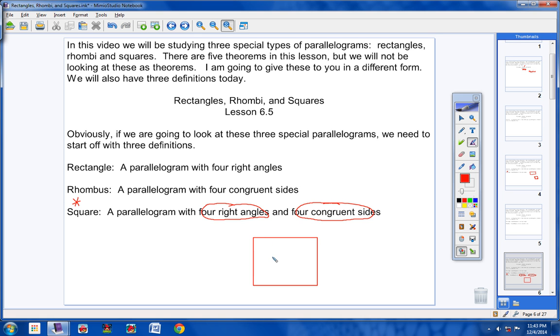and lest you guys feel like you're going back to daycare or kindergarten and learning about rectangles, rhombi, and squares, remember guys, we're going to study these in a detailed way, okay? And it's very important that you know these definitions and you know the difference between these, okay? So here's a square. Notice we have 4 right angles. And we also have 4 congruent sides. So we have a square, okay?